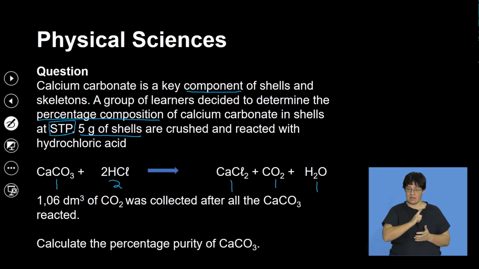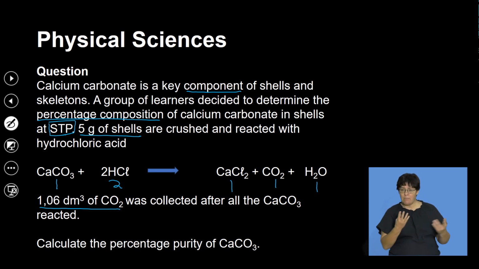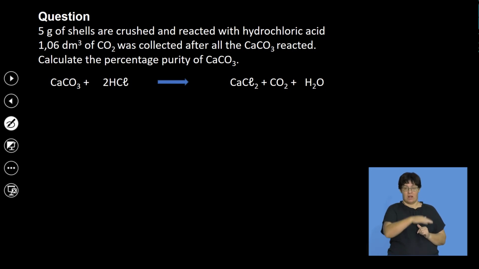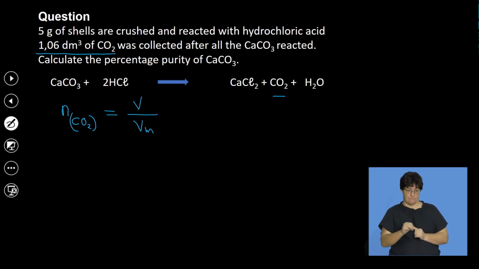So we are told that there is 1.06 cubic decimeters of carbon dioxide which was collected, okay? Now we'd ask ourselves, how many moles of carbon dioxide were actually formed? Then we'd work backwards to determine the purity of calcium carbonate. So moles of carbon dioxide is equal to volume over molar gas volume. So that's the first part of this multi-step problem.